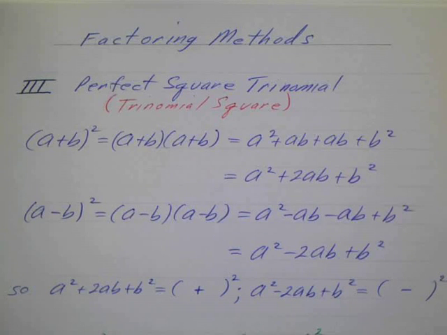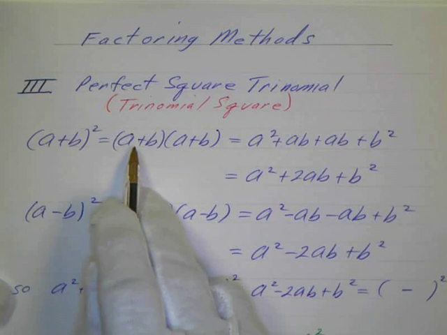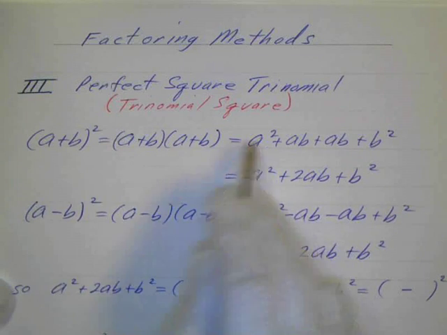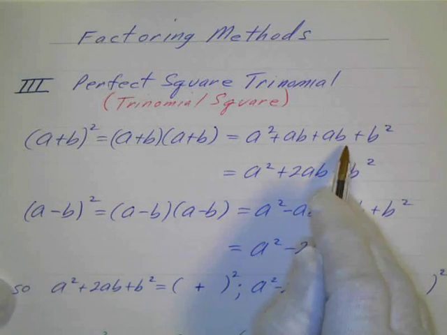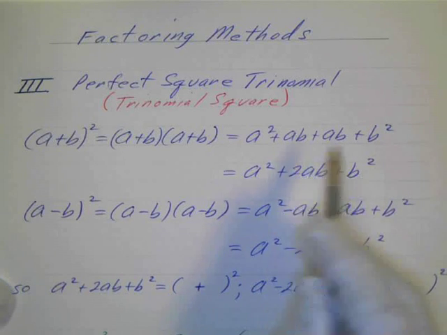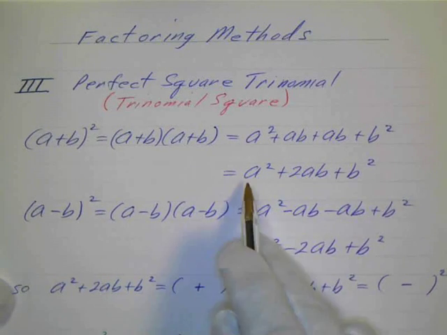Okay, so more factoring methods, and this is method number 3, a perfect square trinomial, or sometimes called a trinomial square. Now we can get this if we take a look at a plus b squared, which is the same thing as a plus b times a plus b. If we multiply this out, a times a is a squared, and we use the FOIL method: inside, ba, which is ab; outside, ab; and then the last terms, b times b is b squared. The inside terms are the same, so we can add these up: 1ab plus 1ab is 2ab.